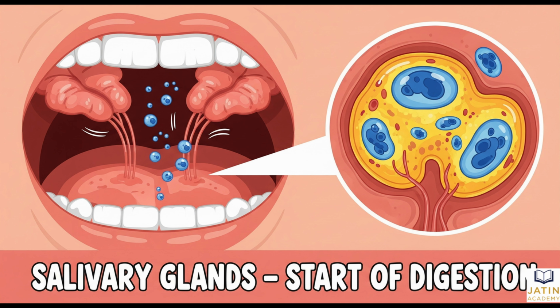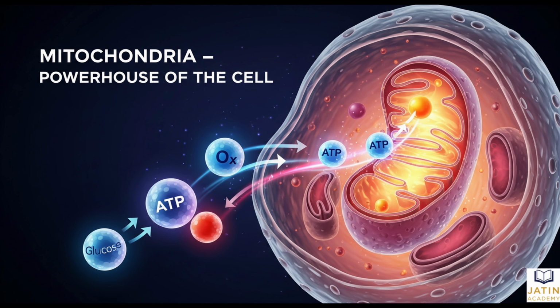But kids, none of this would be possible without energy. And guess who makes that energy? Cells, by oxidizing the glucose from the food we eat. This energy helps keep our body warm, keeps us moving, and even helps us think. So we can say, life exists because cells exist.